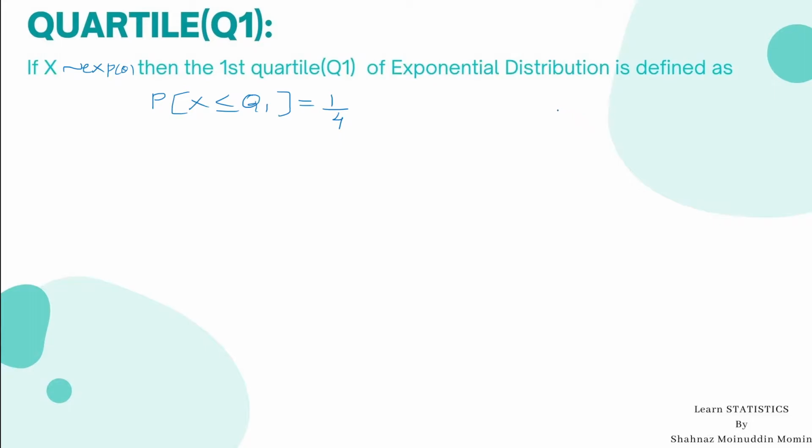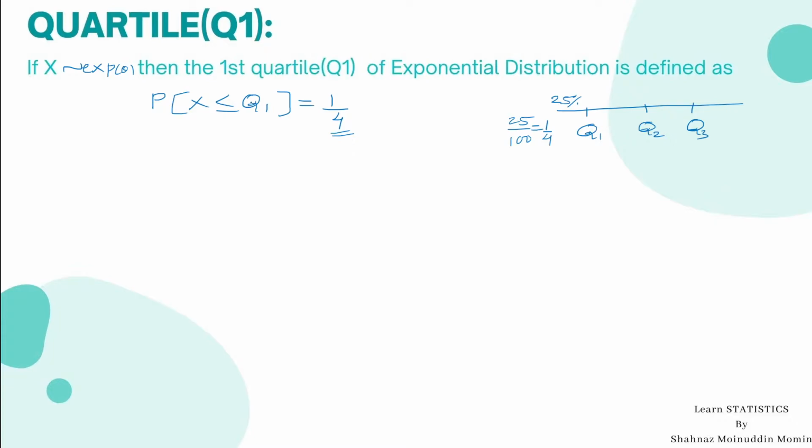We know that quartiles divide the data into 3 equal parts, as I am showing in the diagram. These are the 3 quartiles, and the number of observations less than or equal to the first quartile is 25%. So its probability is 25 by 100, which is 1 by 4, that I have written here.